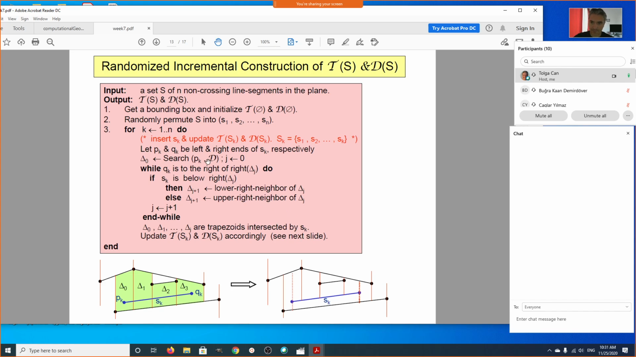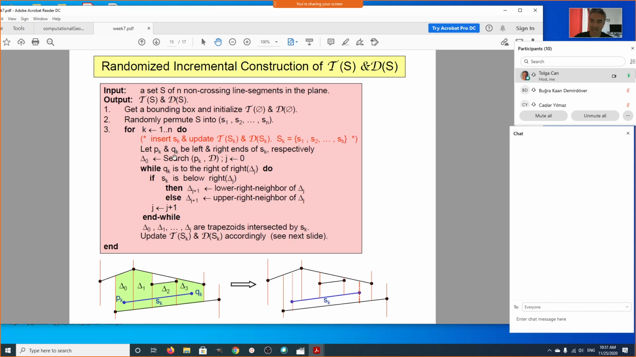So the algorithm is this. For every one of those line segments, we are going to insert them one by one incrementally, and we are going to update both the trapezoidal map and the search structure. The trapezoidal map and the search structure will be correct for the first k inserted segments. When you're inserting the kth segment, for S1 to Sk minus 1, the trapezoidal map is the correct trapezoidal map. And we will actually be using them here when we're inserting segment Sk.